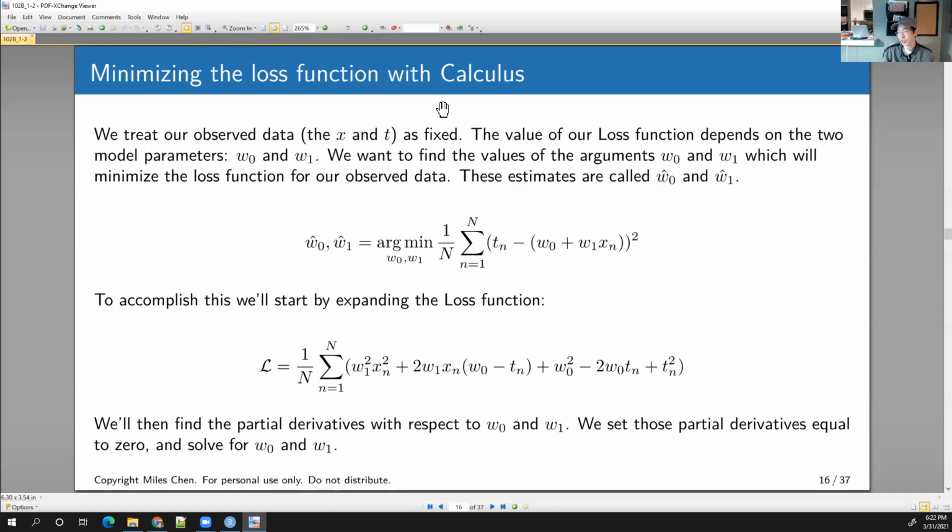Then to do this with calculus, we're going to find the partial derivative of L with respect to w0 and set that equal to 0. We're going to find the partial derivative of L with respect to w1 and set that equal to 0. And then we're going to solve for w0 and w1.